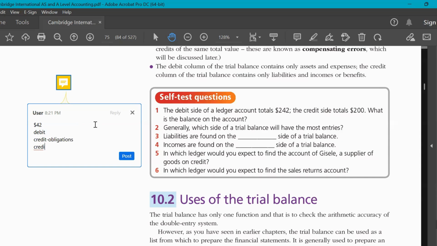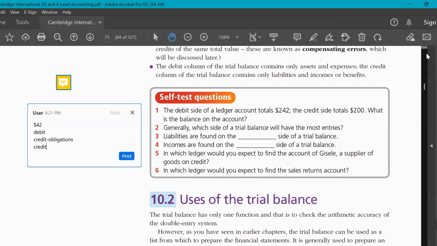Incomes are always found on the credit side because, under the incomes, you have the sales, the commission received, and the interest earned. It will increase the profit. So every time there's an increase of the profit, that's part of the credit side. So income accounts are credited to reflect the money flowing in the business.